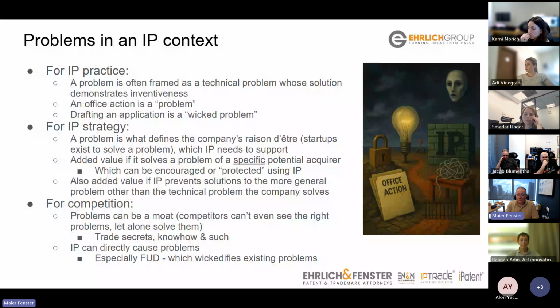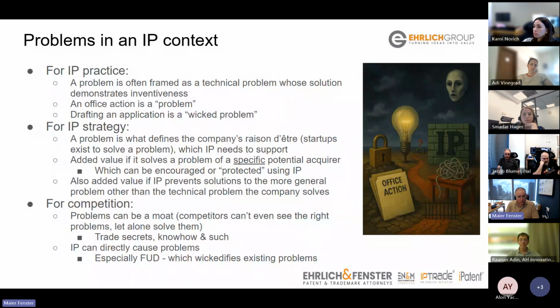Another case where IP relates to problems in IP strategy. Let's say I have a company, and we're going to have that example later on, that treats a disease using a pill when the other solutions are, for example, diet. A company has more value if the IP blocks the other solutions which are completely different from your solution. So the problem is not some sort of technical problem, but a more general clinical problem.